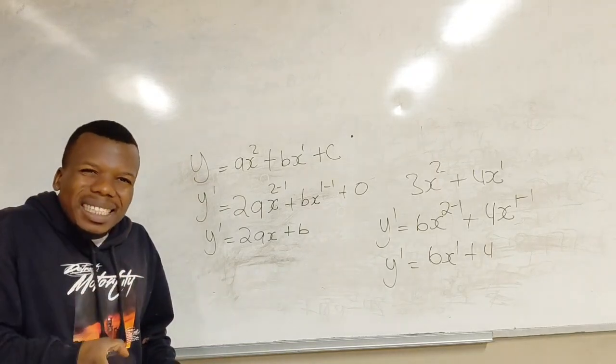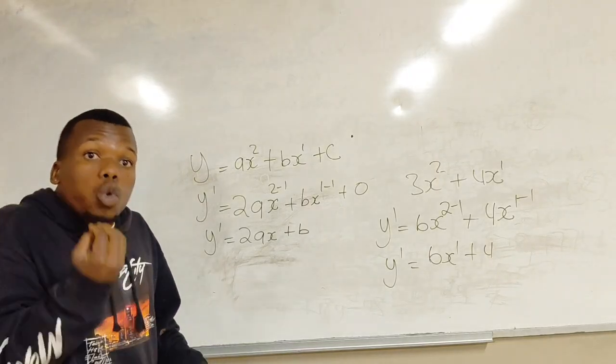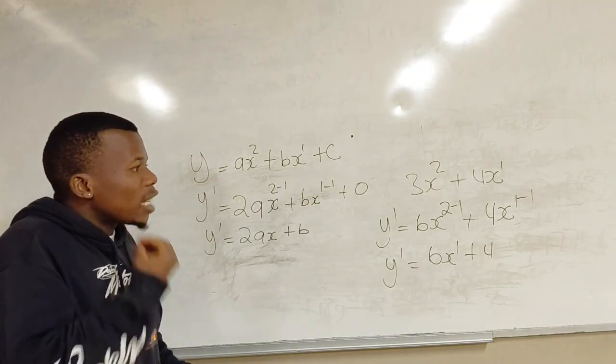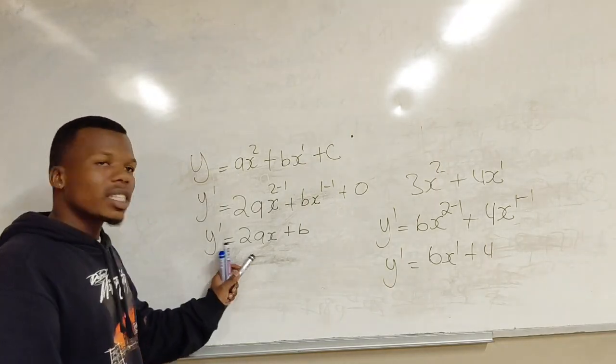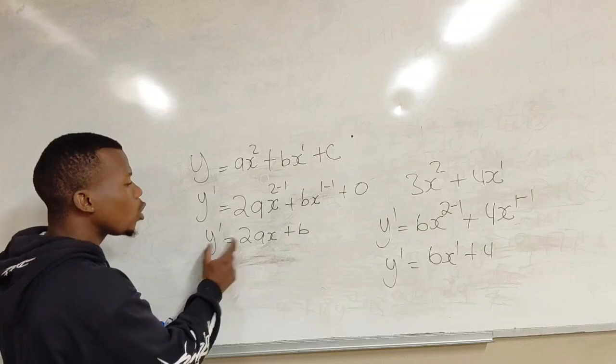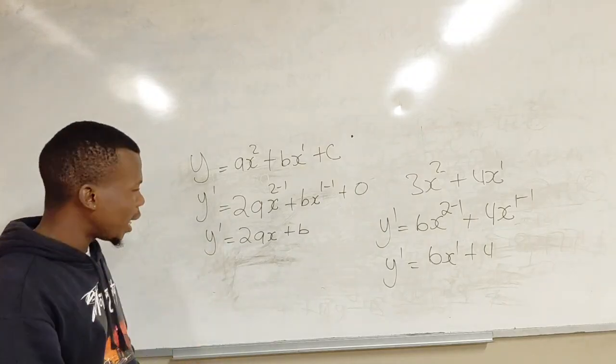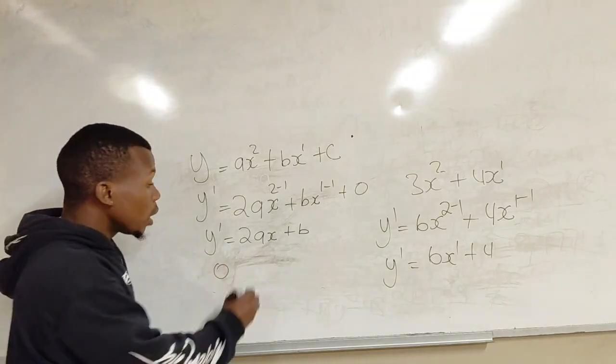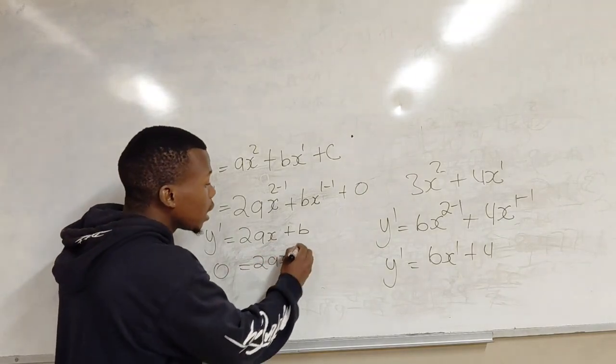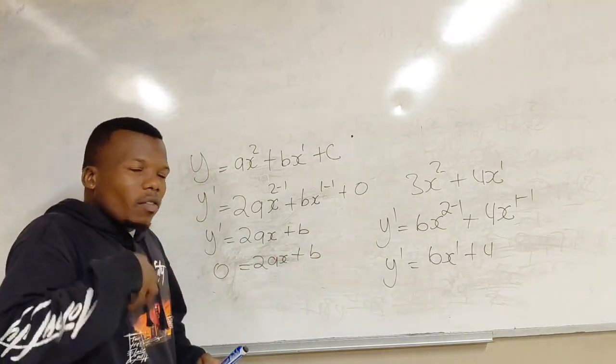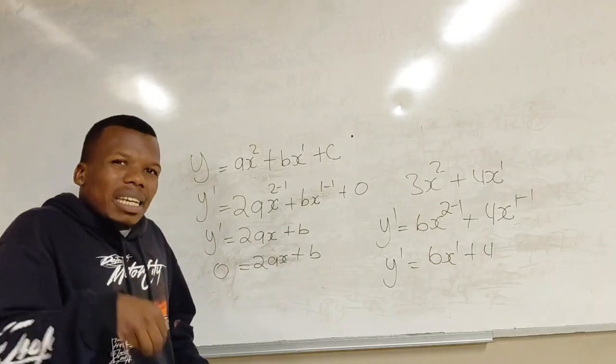Remember I said after deriving, you must equate to 0 to find the value of the x coordinate of the turning point. Now let's check. I am going to equate this equation to 0 and solve for x. This is going to be 0 is equal to 2ax plus b. In order for me to solve for x, I must make x the subject of the formula.